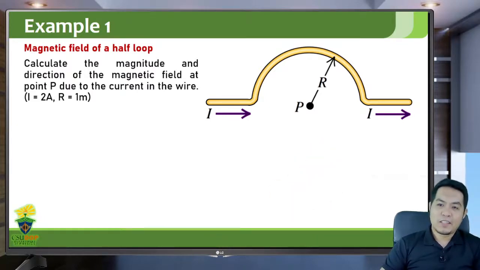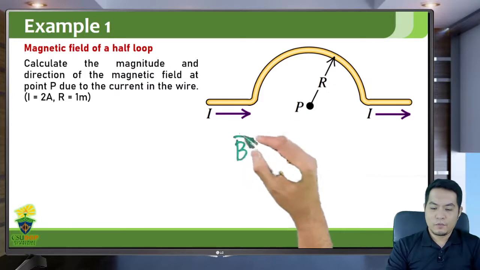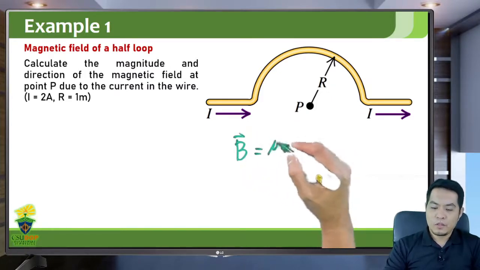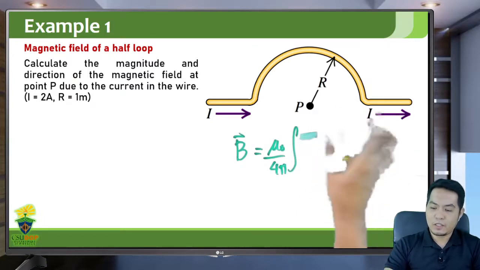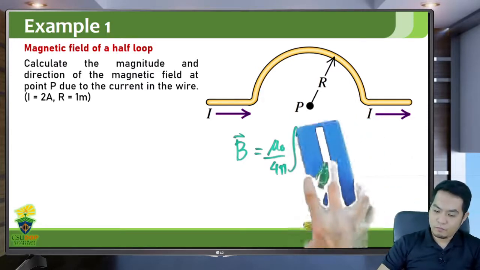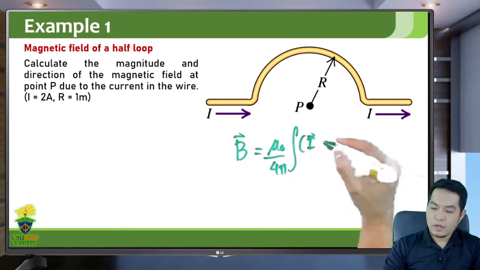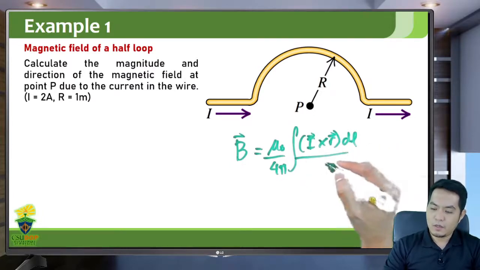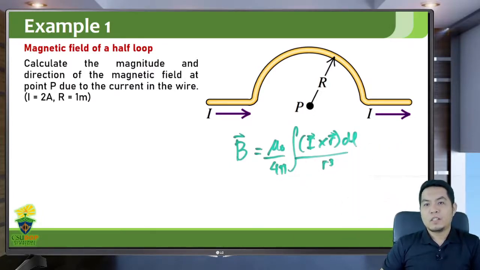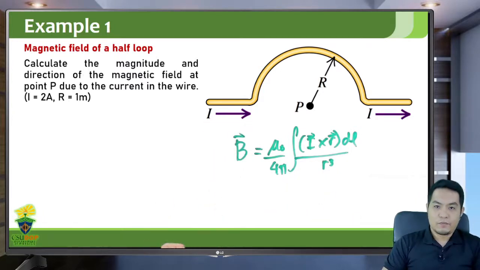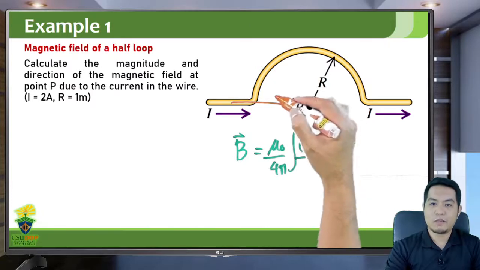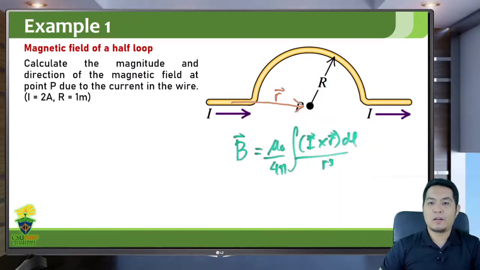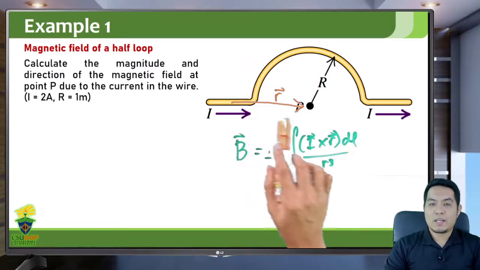For the straight segment, we will use the Biot-Savart law. So μ0 over 4π integral of I dl cross r over r cubed. For this straight line here, that's our I direction. Our r is the distance from the wire to the point. Since we are trying to find the magnetic field at point P at the center, that will be our r.